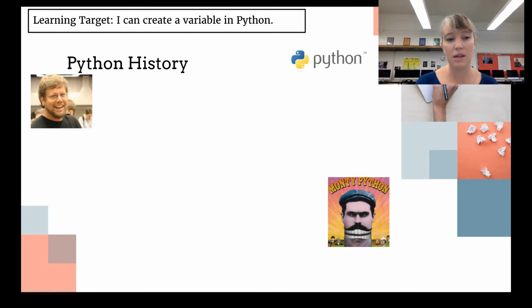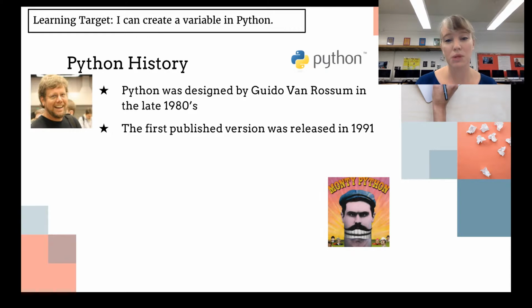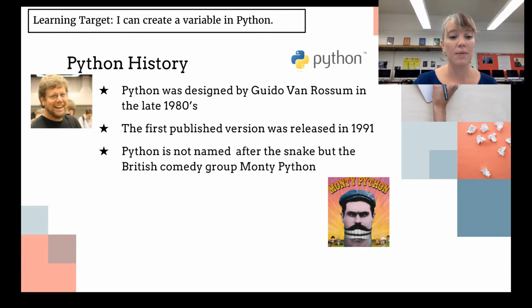Now, the history of Python is that it was designed by the man that you see to the left here, Guido van Rossum, in the late 1980s. The first published release was in early 1991. So he worked on it in the late 80s and then gave it to the public in 1991. It's not named after a snake, but after a show that Guido was watching while he was creating it, called Monty Python, which is an old British comedy group.